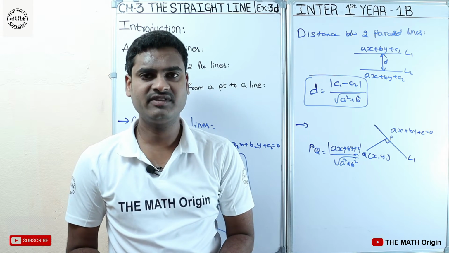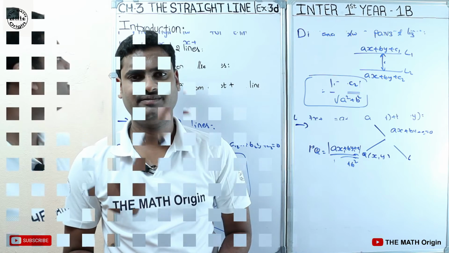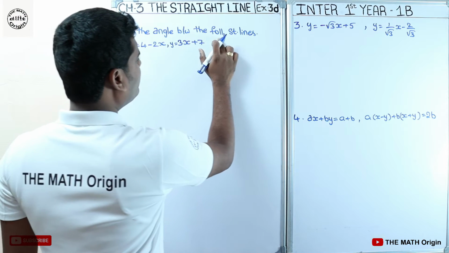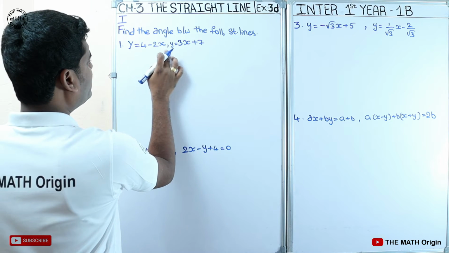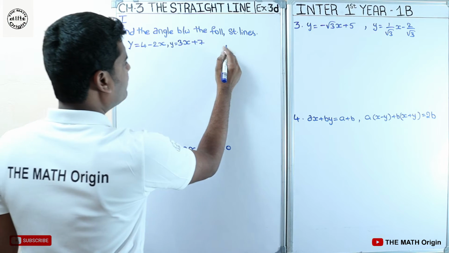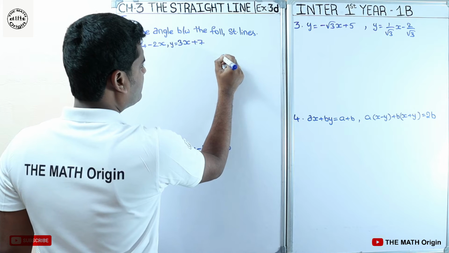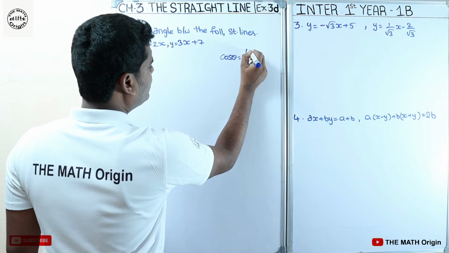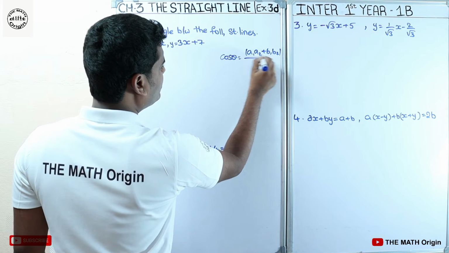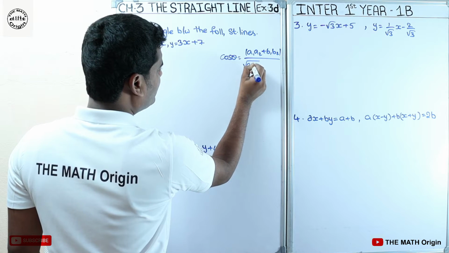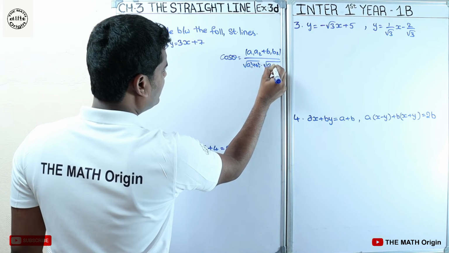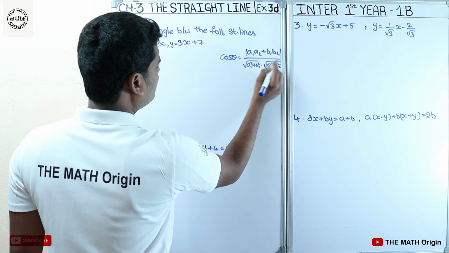Let's jump into the exercise problems and we will solve every problem in detail. First question from the first section: find the angle between the following straight lines. y equals 4 minus 2x, y equals 3x plus 7. We know the angle between two lines is modulus of a1 a2 plus b1 b2 by root of a1 square plus b1 square into root of a2 square plus b2 square.